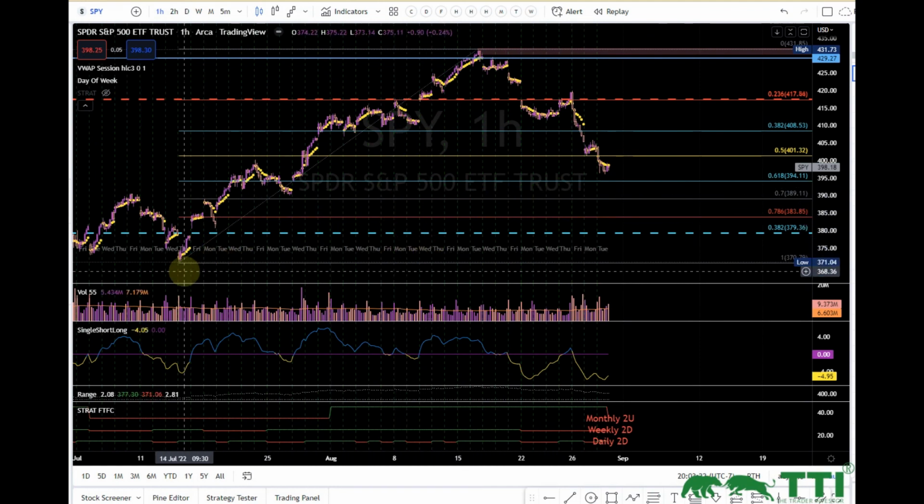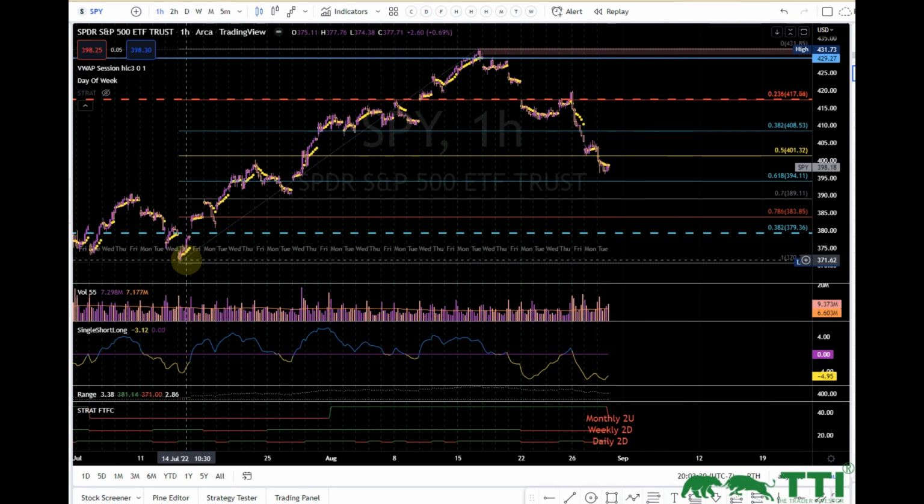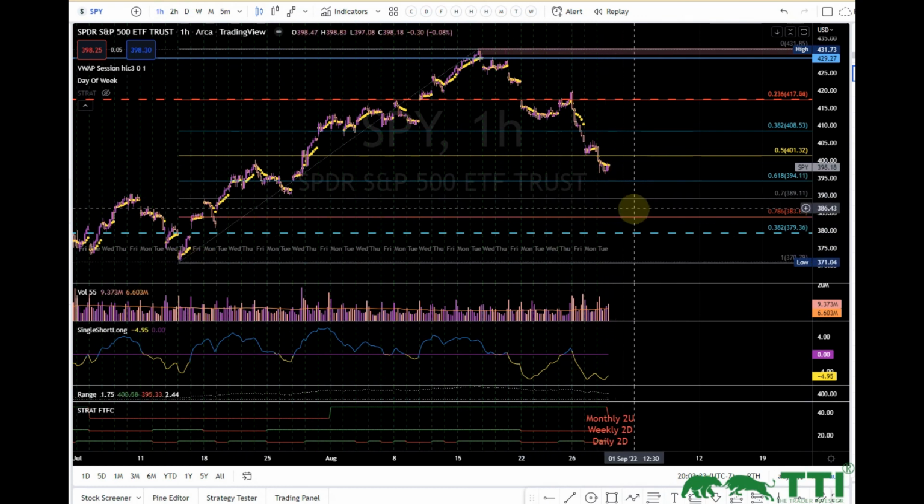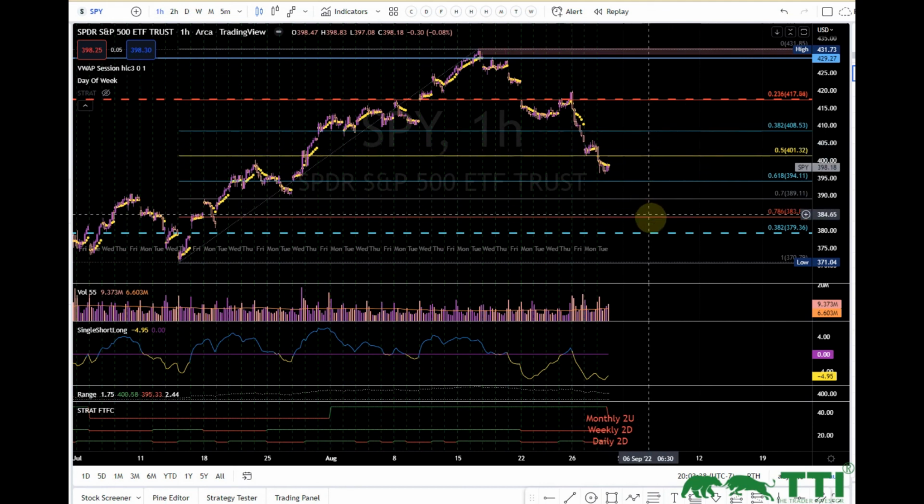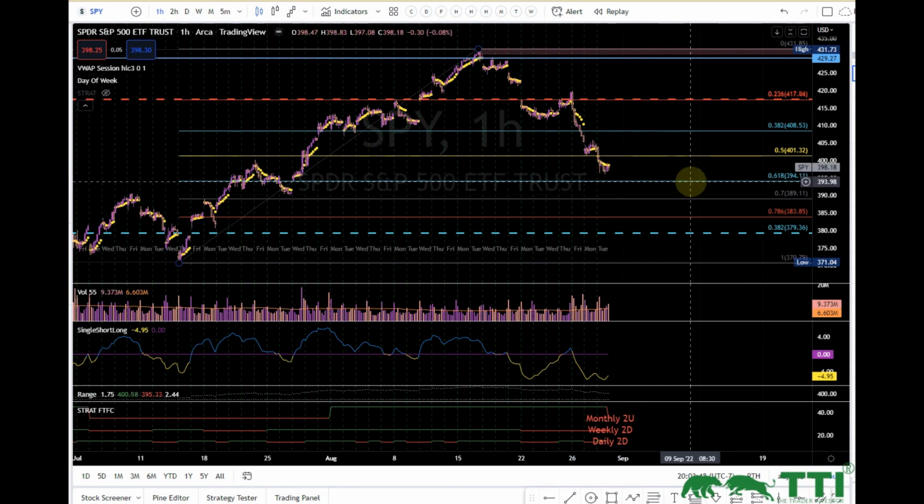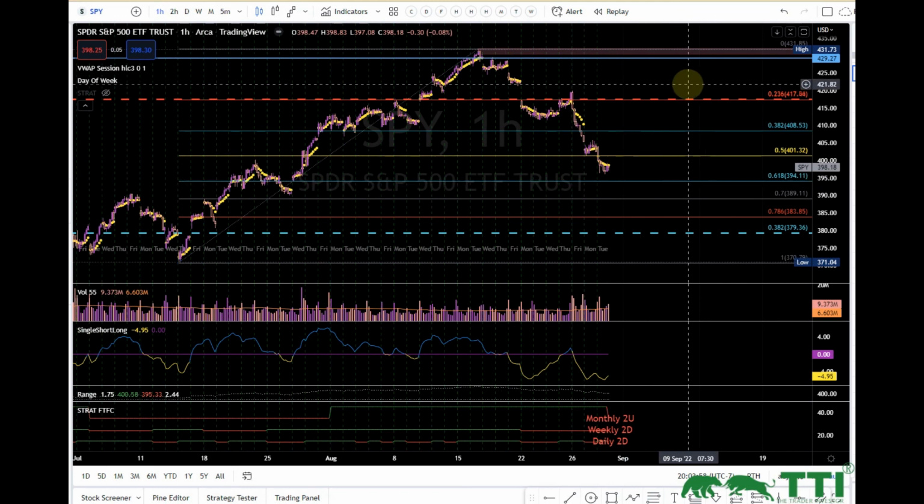Like right now, this is the hourly on SPY. SPY is pulling back to the 61.8 from this last swing. So as long as it stays above 78.6, we are not in a downtrend for me. If it breaks that, then boom, it's a new downtrend. So I want to see it hold above 61.8, and maybe 70%. I like to see it hold above these two lines, and then I can enter to the upside.